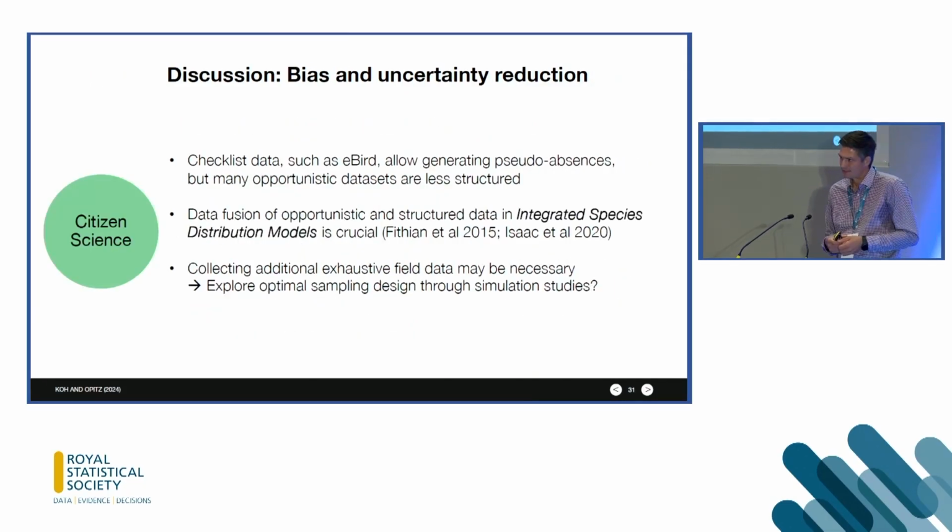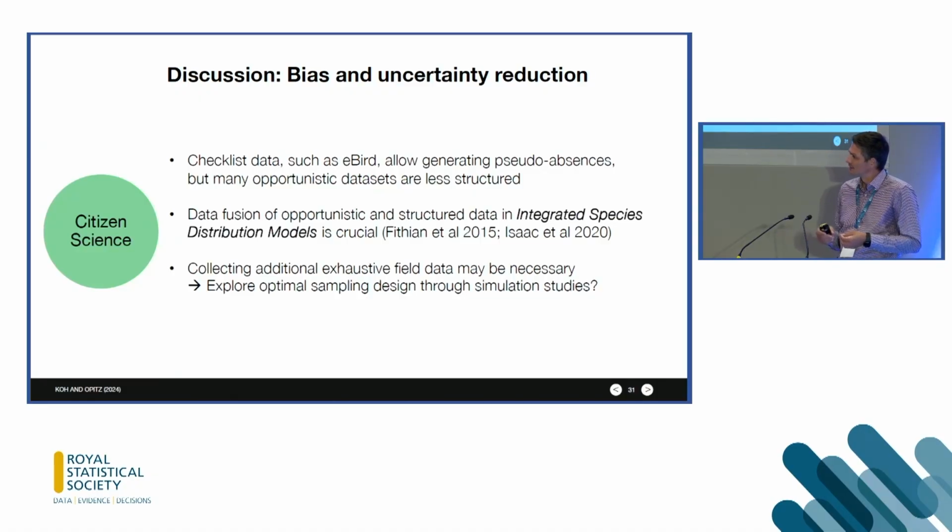So in our study, we have this checklist data of eBird. This is quite convenient because they allow generating pseudo absences. But actually, there are many opportunistic data sets in citizen science that are much less structured. So this idea of data fusion is really fundamental, where we put together opportunistic and structured data in so-called integrated species distribution models.